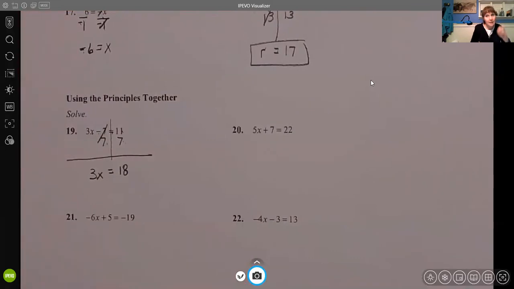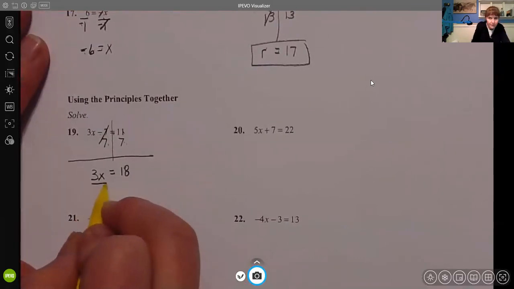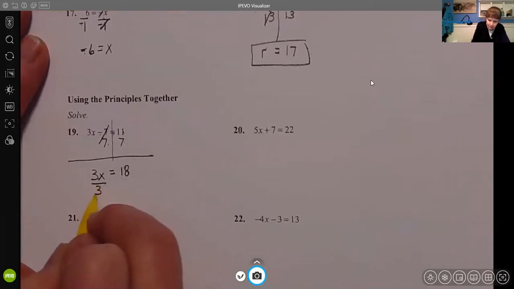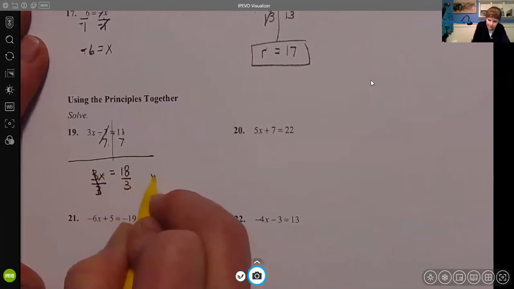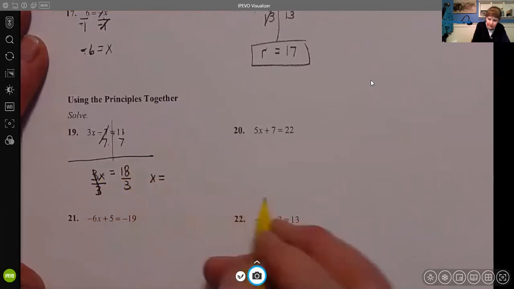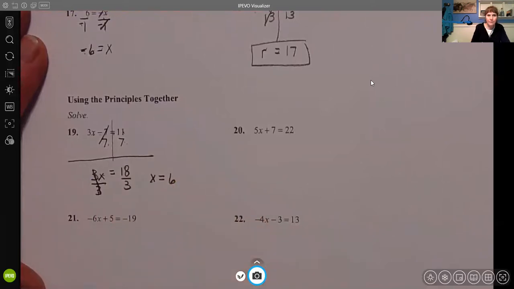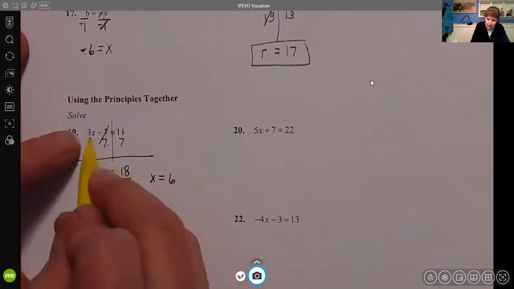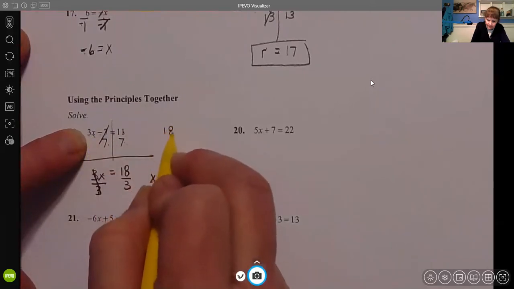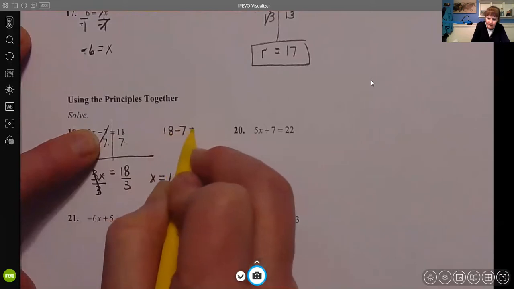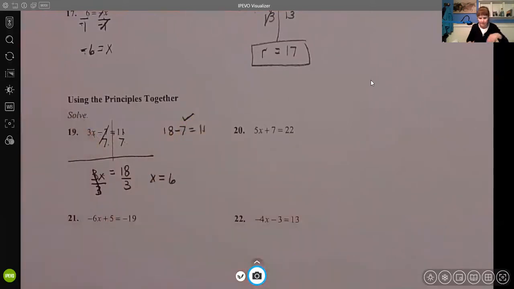Then you get rid of the 3 times x by, you don't divide by the opposite, they match. You divide by the number there. X equals 18 divided by 3 is 6. So let's check it. 3 times 6 is 18. Minus 7 is 11. So it does check when you put it back in. Using your PEMDAS, when you put it back in, you multiply and then you subtract. All right.